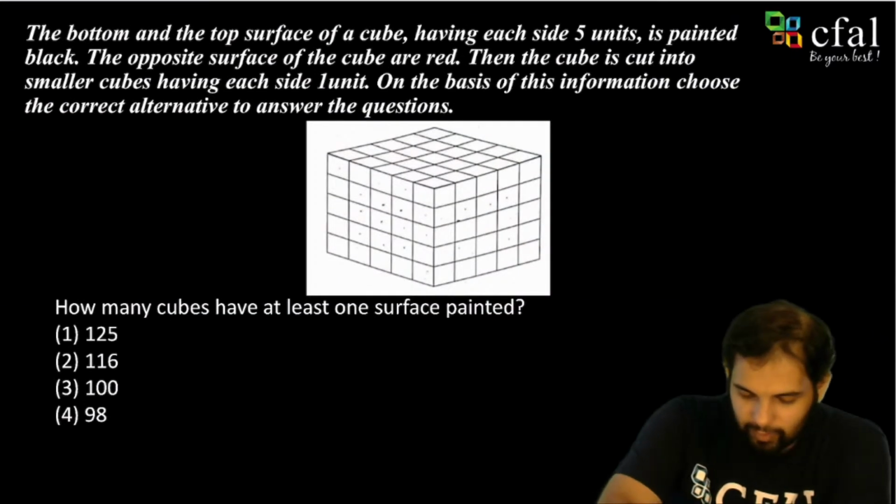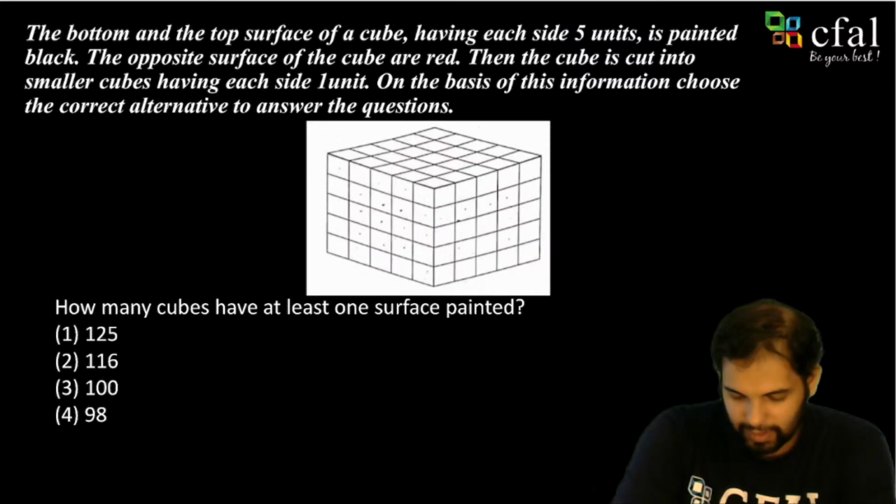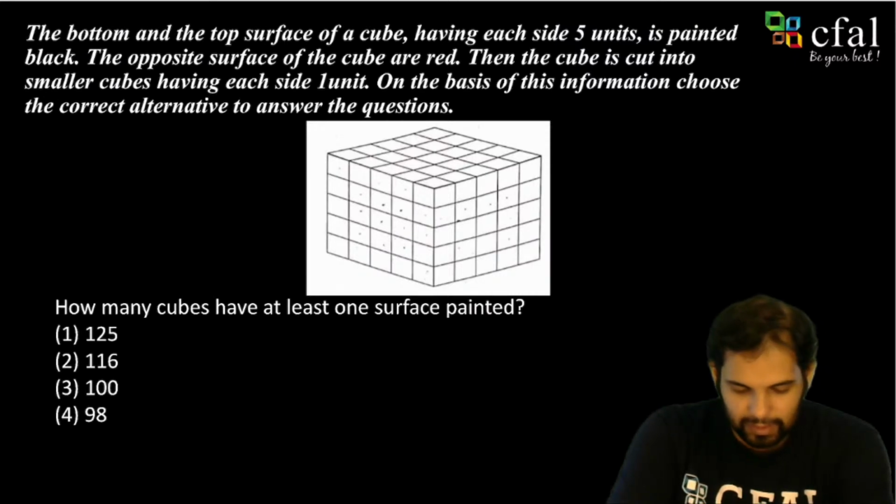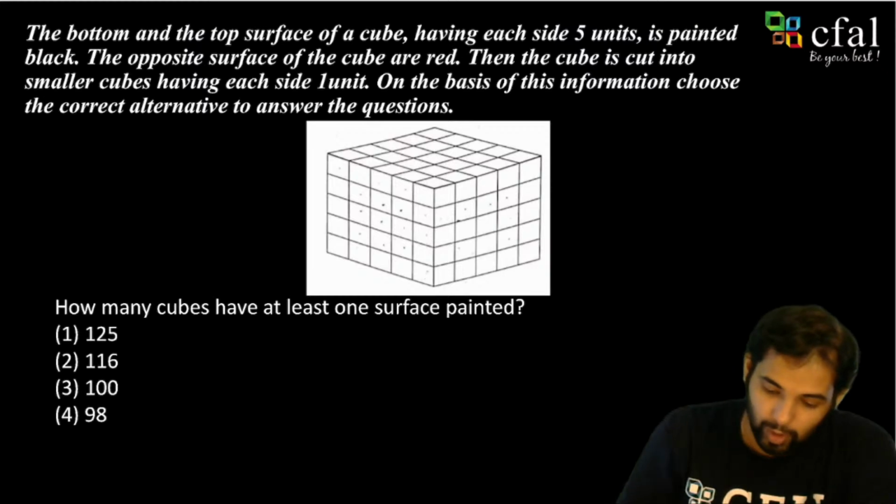Okay. One more different type, something related to cubes itself. The bottom and the top surface of a cube having each side 5 units is painted black. So bottom, shall we color it?